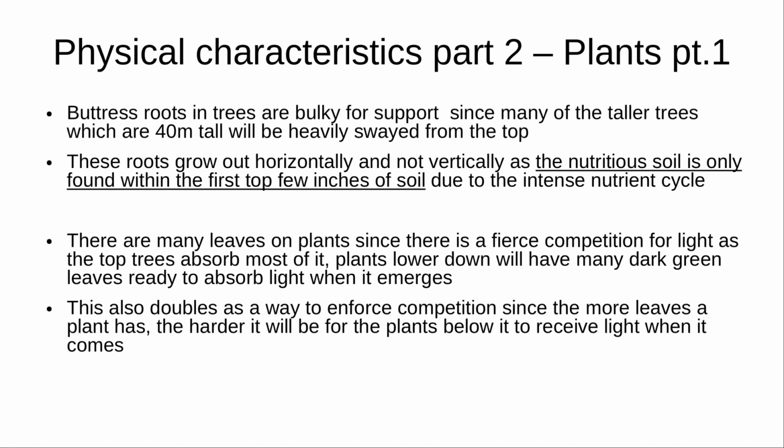Another characteristic is how there are many leaves on plants, since there is a fierce competition for light as the top trees absorb most of it. Plants lower down will have many dark green leaves ready to absorb light when it emerges. This also doubles as a way to enforce competition, since the more leaves a plant has, the harder it will be for the plants below it to receive light.